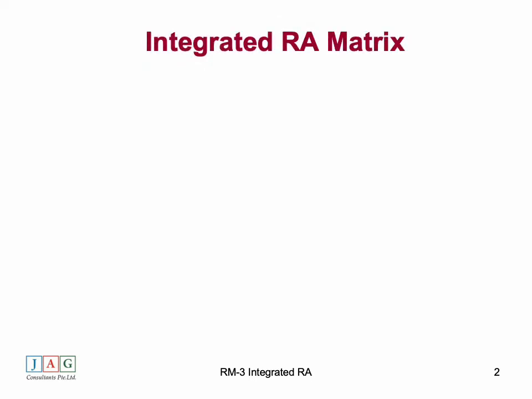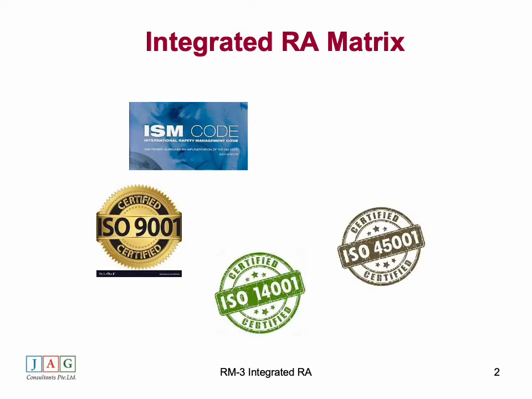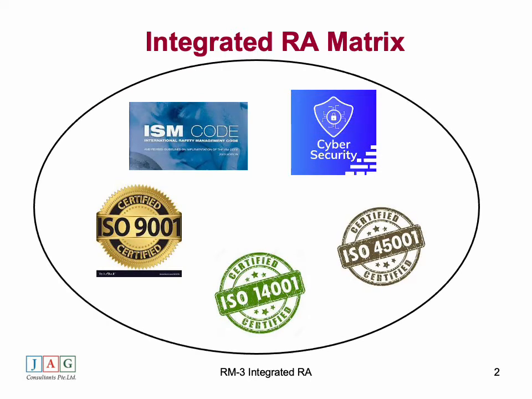Now, as we learned earlier, assessing risk is a requirement of almost all management system standards, whether it's the ISM Code or the ISO standards. Thus, having an integrated approach means having an integrated risk assessment matrix and simplifying the risk assessment process instead of conducting a risk assessment for each activity. So you have the ISM, the 9000, the 14000, the 45000, the cybersecurity, and all of that we can do in a single risk assessment.